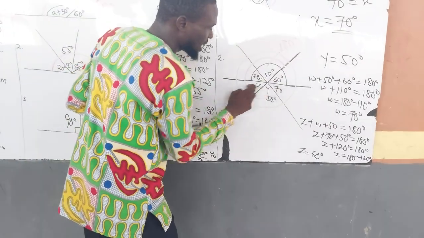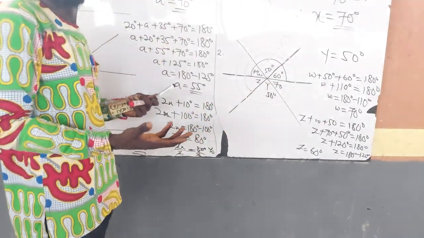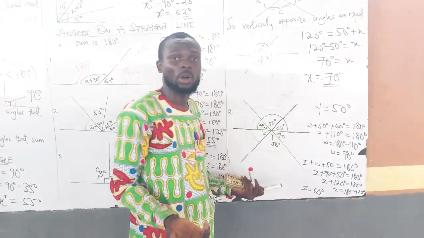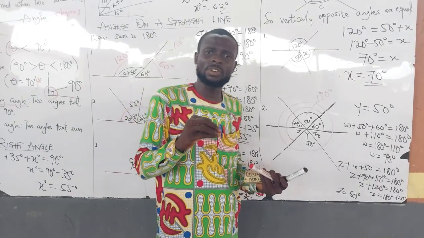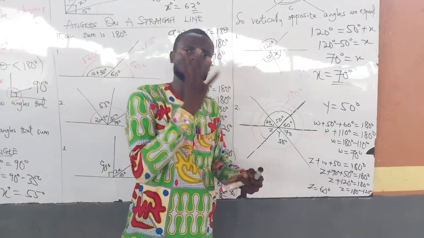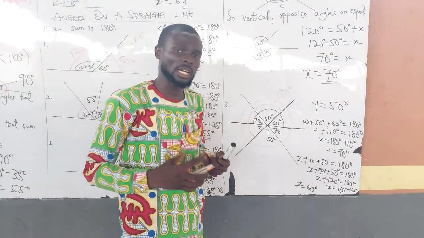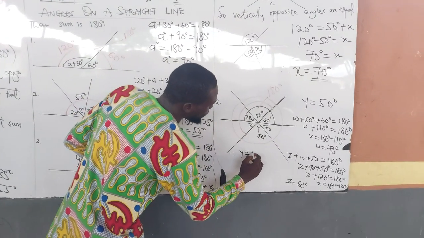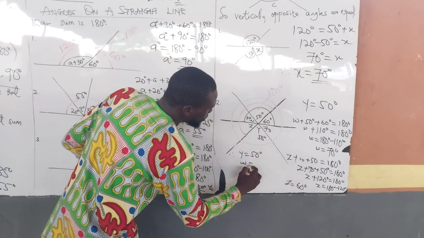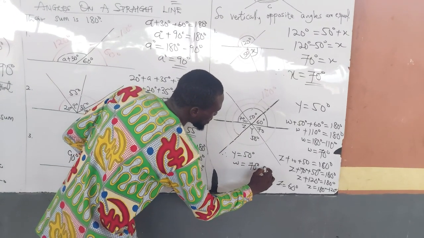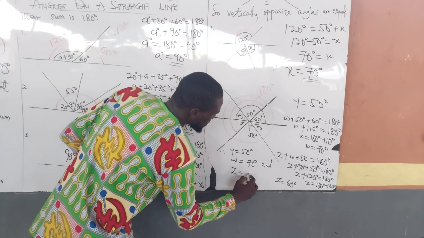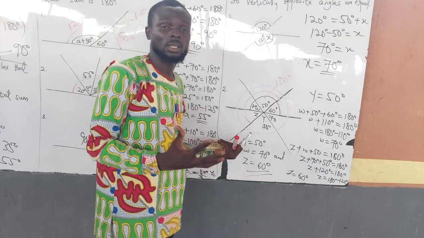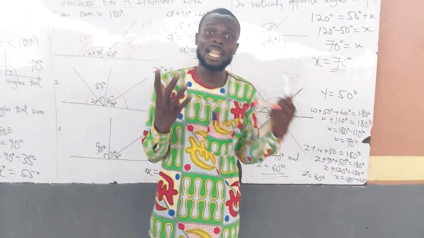Subtracting will give you z is equal to 60 degrees. Looking at it, you can say they are vertically what? Opposite. So once vertically opposite angles are equal and we have 60, it means we are correct. Once it is given, look at it in the various ways and see if you can give your solution. So therefore, y is equal to 50 degrees, w is equal to 70 degrees, and z is equal to 60 degrees.